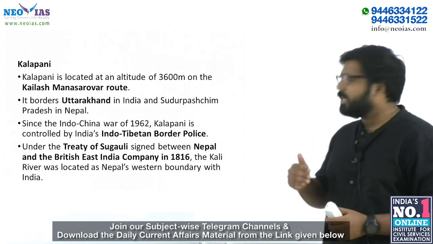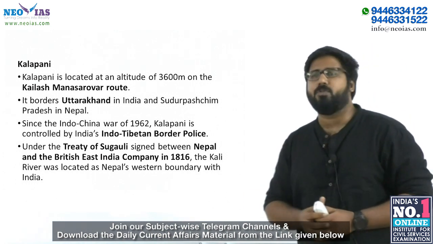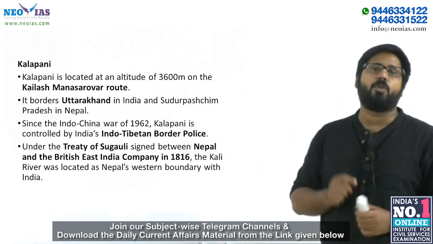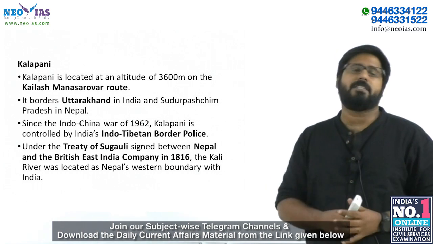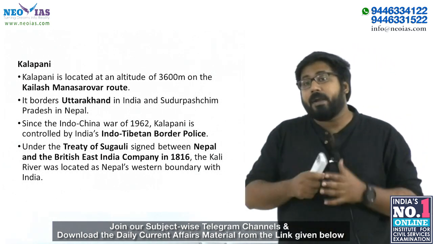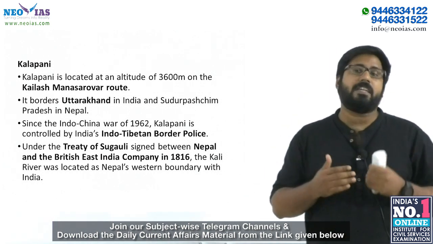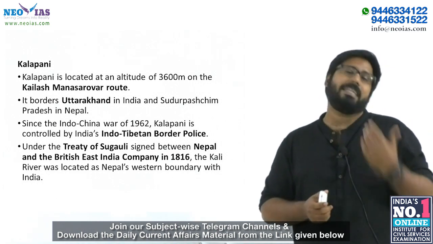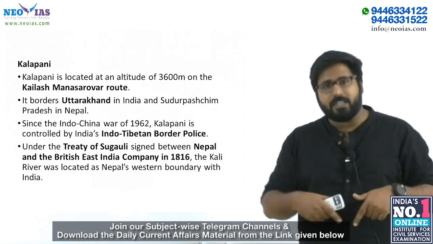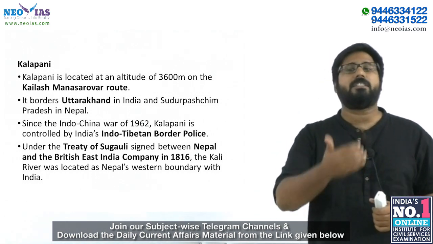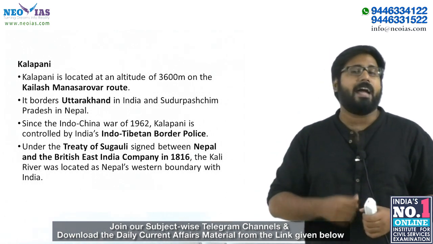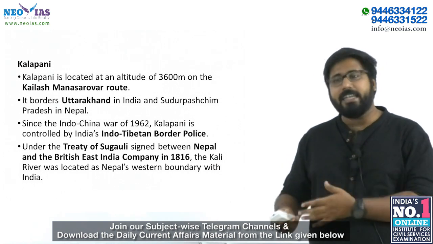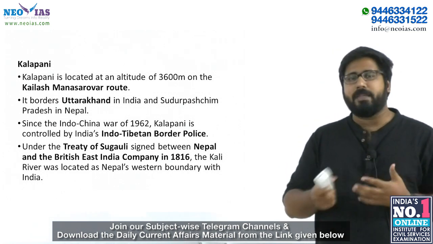Since the Indo-China War of 1962, Kalapani has been controlled by India's Indo-Tibetan Border Police. Nepal claims that the river located towards the west of the territory is the main Kali river and therefore it falls into its territory. But India claims the ridgeline towards the east of the Kalapani territory, and hence it is included in the Indian Union. So this is where the main dispute happens.